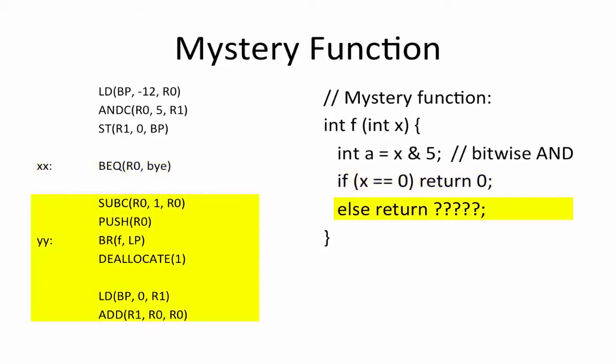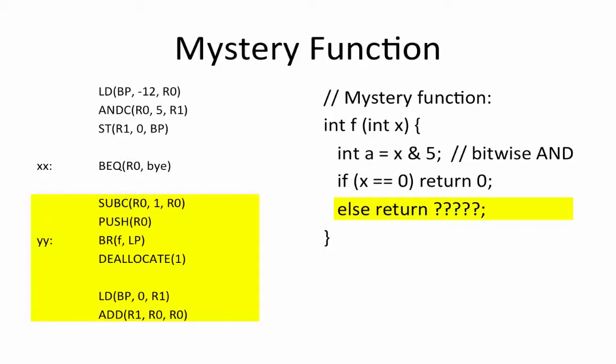If x is not equal to 0, then we perform the instructions after label XX. By figuring out what these instructions do, we can identify the value of our mystery function labeled multiple question marks. We begin by decrementing R0 by 1. This means that R0 will be updated to hold x minus 1. We then push this value onto the stack and make a recursive call to procedure F. In other words, we call F again with a new argument which is equal to x minus 1. So far, we know that our mystery function will contain the term f of x minus 1.